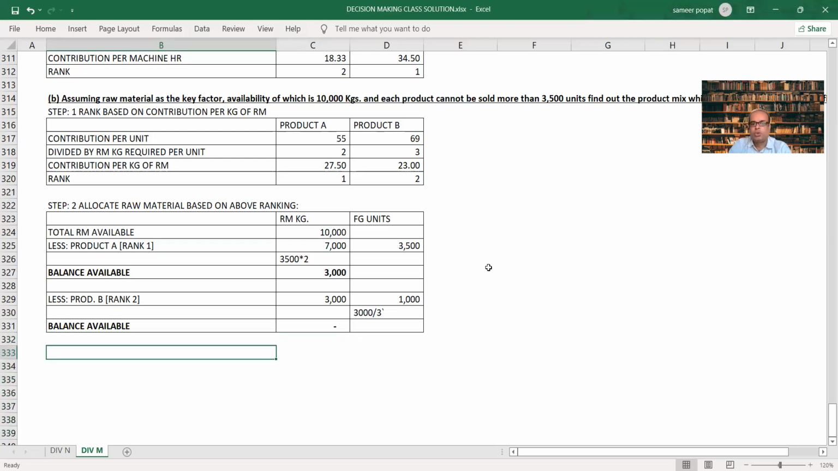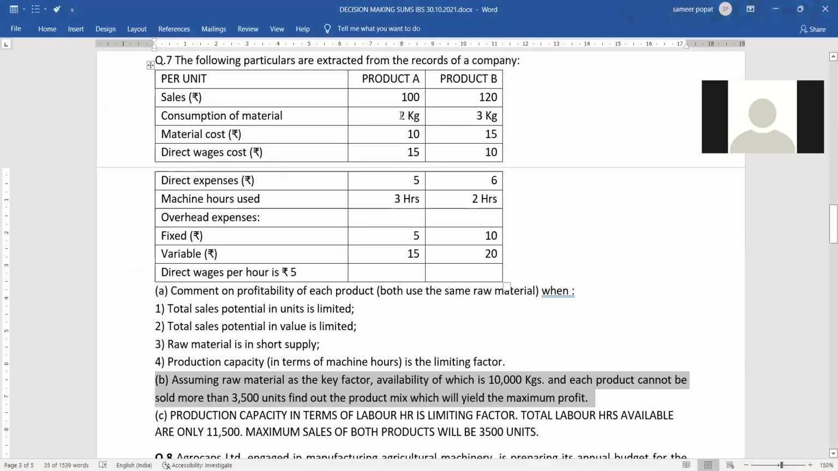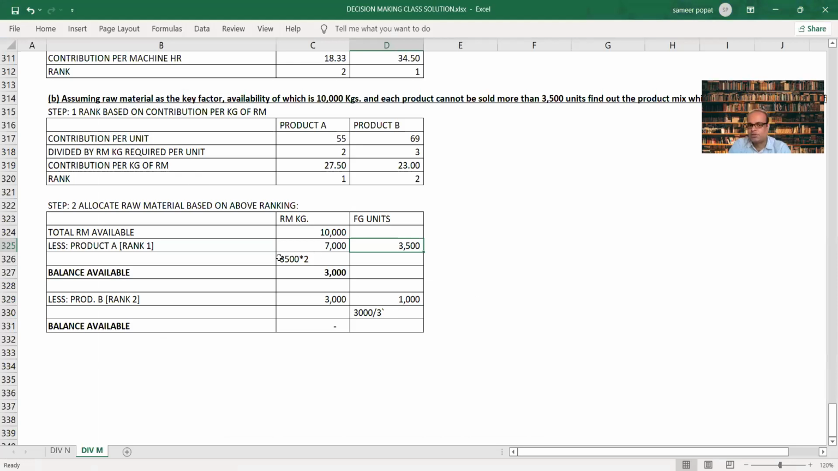It's simple logic. Total 10,000 kgs available. Rank 1 is product A. So first we are going to manufacture product A, to the extent of its market demand. So 3,500 units we are going to manufacture. Now this is finished goods units, not the raw material kgs. So for 3,500 units, how many kgs would be required? For each unit, we require 2 kg of raw material. So 3,500 into 2, 7,000 kgs would be used.